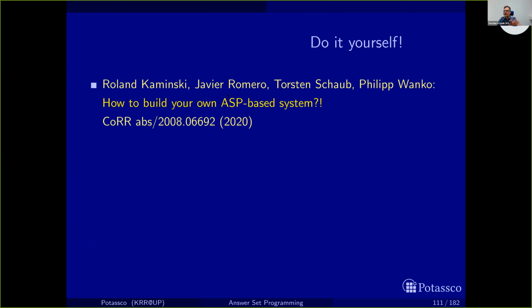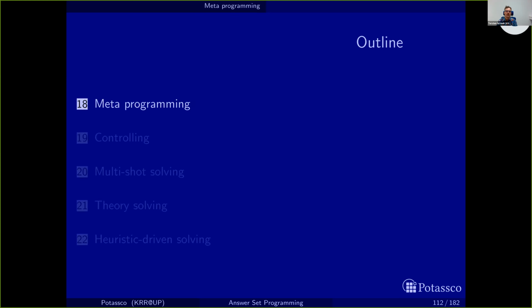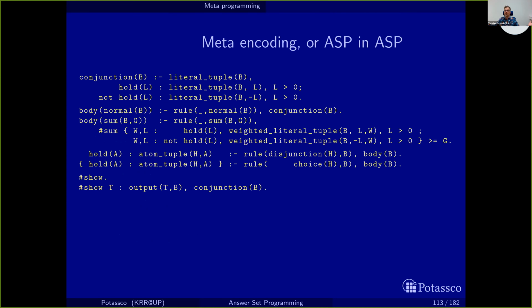You can find the techniques that I'm describing here in the sequel in this paper, and I also have it in the bibliography at the end. It's called How to Build Your Own ASP System, and there we detail all the techniques that we'll follow now. Let's start with metaprogramming. This is a meta program. This is an ASP solver written in ASP.